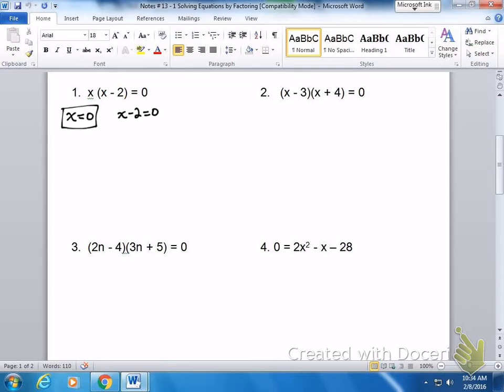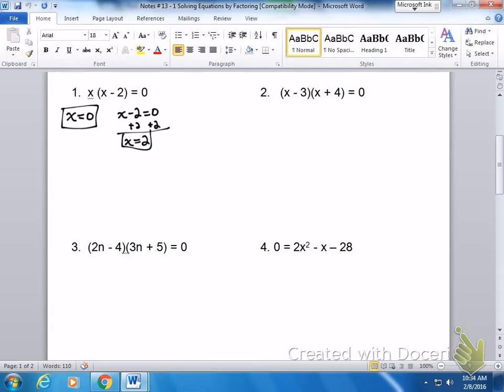The first one's already done. x equals 0. And the next one, we just add 2 to both sides, and we get x equals 2. The 2 and 0 are the solutions to that equation. So let's look at number 2. It's already factored for us as well.